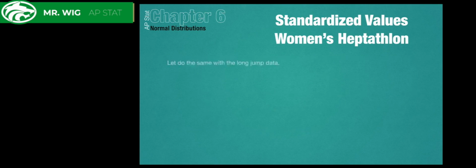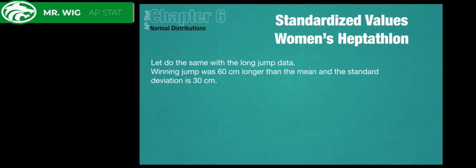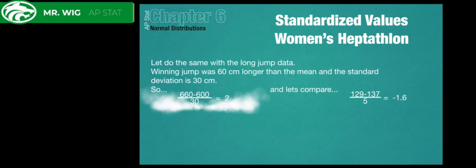If we look at the other score, the long jump data, it was 60 centimeters longer than the mean, and the standard deviation is 30 centimeters. We have the original, which is negative 1.6, and for the long jump, 660 was the actual winning jump and the average was 600. Divide that by the standard deviation. It turns out it's 2, but this is negative 1. Wait a minute. Positive, negative.